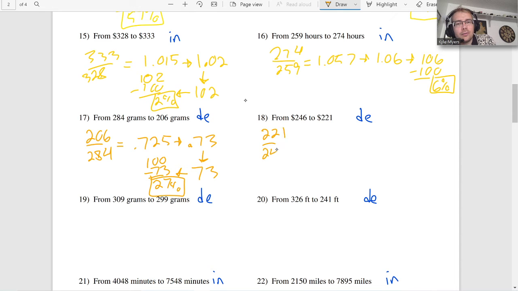All right, 221 divided by 246. 221 over 246 is 0.898, which rounds to 0.8. Wait, that would go up.